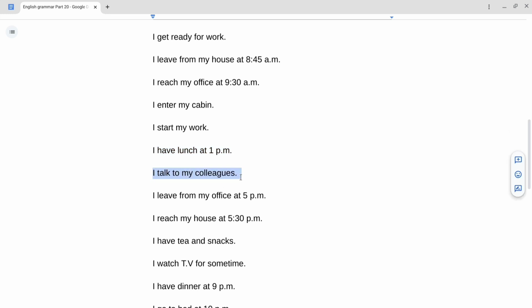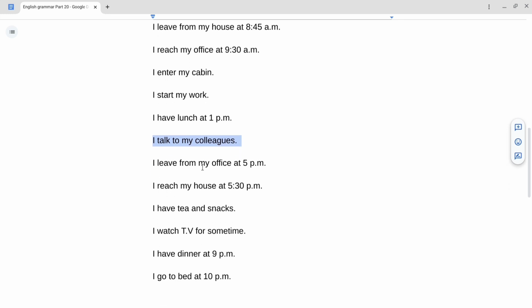What is the meaning of colleagues? Colleagues means somebody who works with you. Please read it as colleagues. The spelling may be confusing. Make sure to note down the pronunciation as well if you would like to. Okay. I talk to my colleagues. That means every day, every single working day, this is what you do after lunch. You talk to your colleagues.